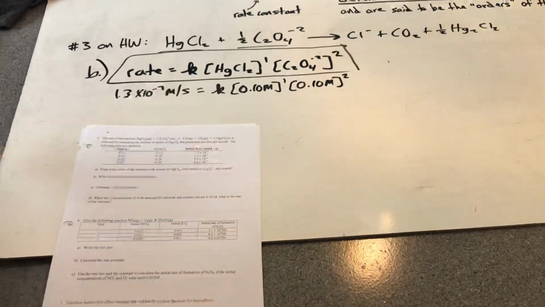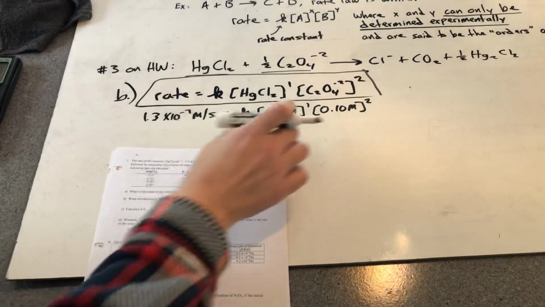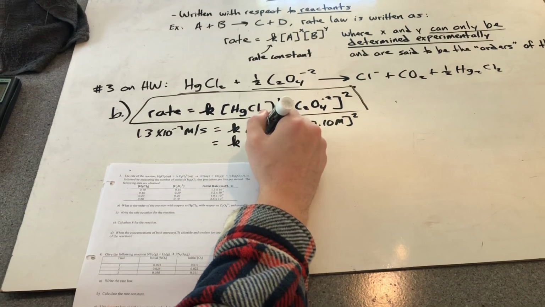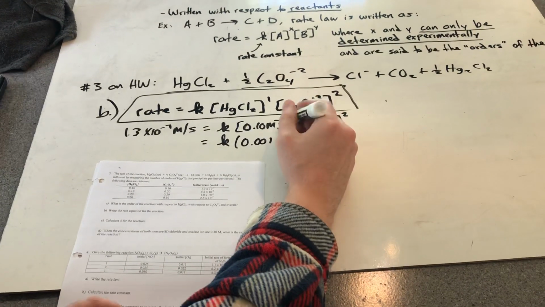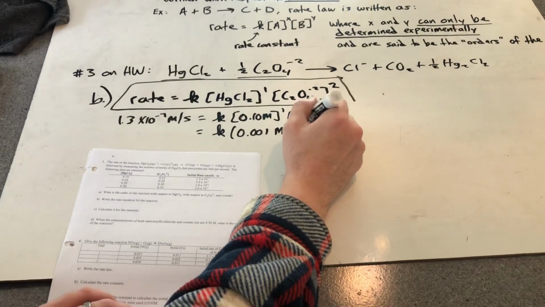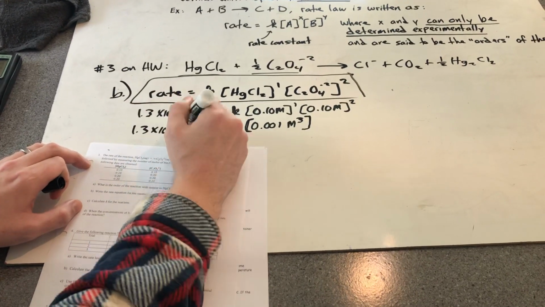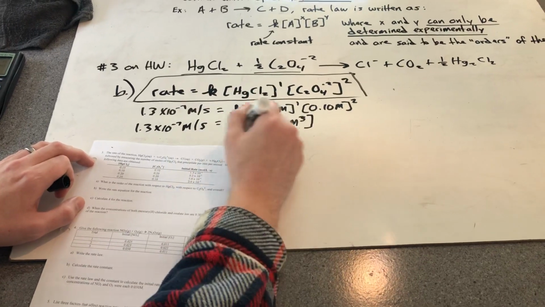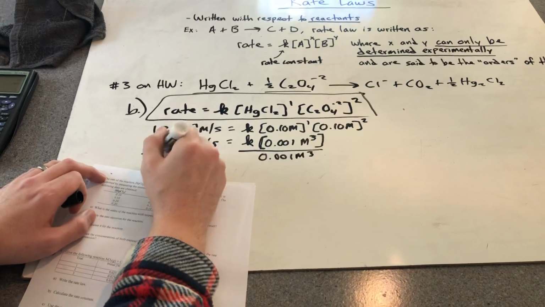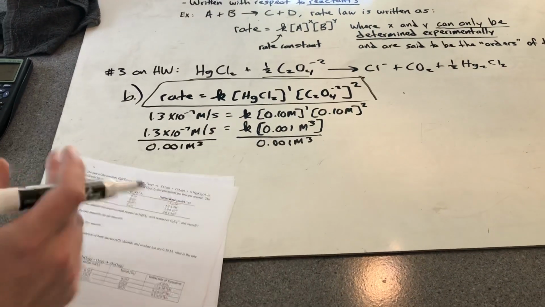So now we want to algebraically solve for K. We're going to do 0.1 squared times 0.1. So if you simplify this, we're looking at K times 0.001. And the units here, molar to the first times molar squared, is going to give us molar cubed, is what we're simplifying to. Over here, we're still sitting at 1.3 times 10 to the minus 7 molar per second. When we divide, we're going to divide by 0.001 molar cubed and divide by 0.001 molar cubed.